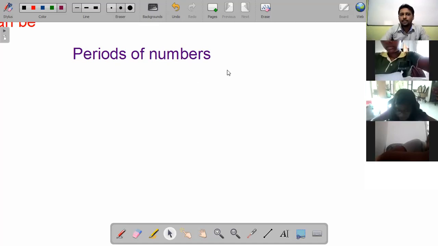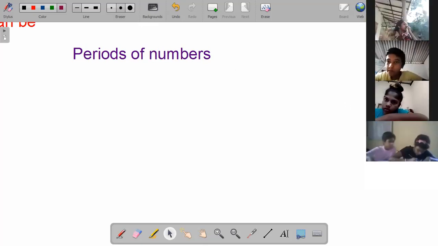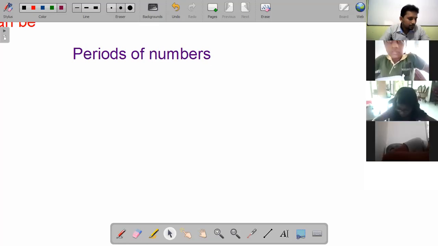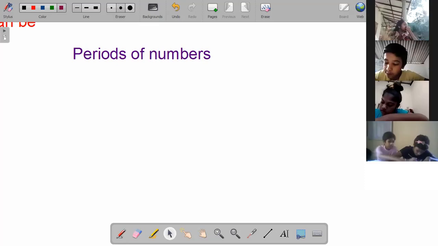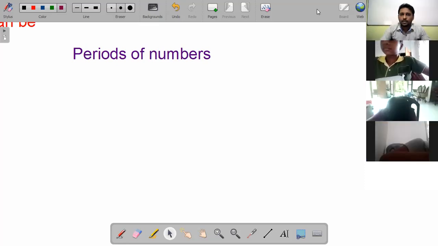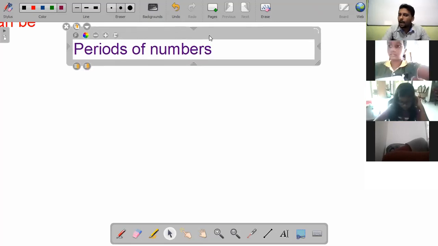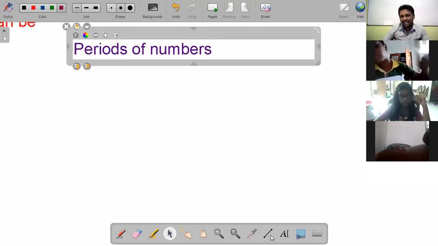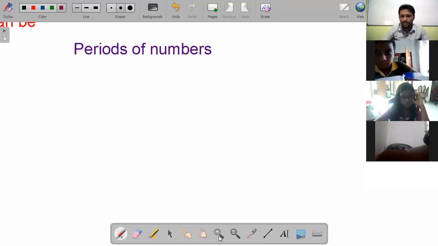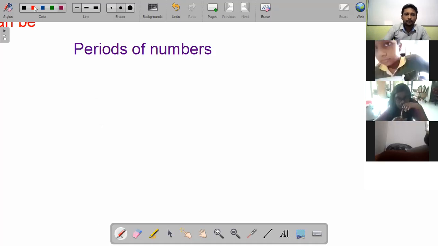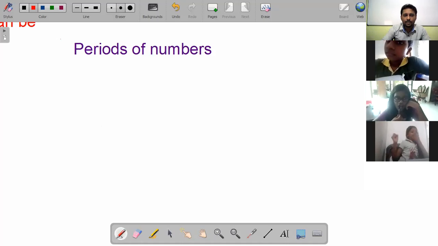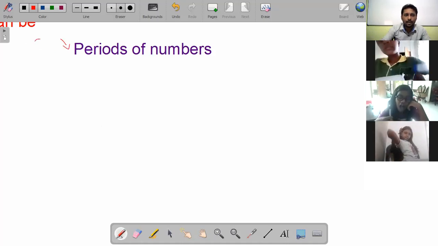Right? Periods of numbers. Okay, periods mean what? Kalapa. I did not need to understand the Sinhala meaning. Okay, if you want, you can understand this one. If you want, you can note it down. Periods mean kalapa.